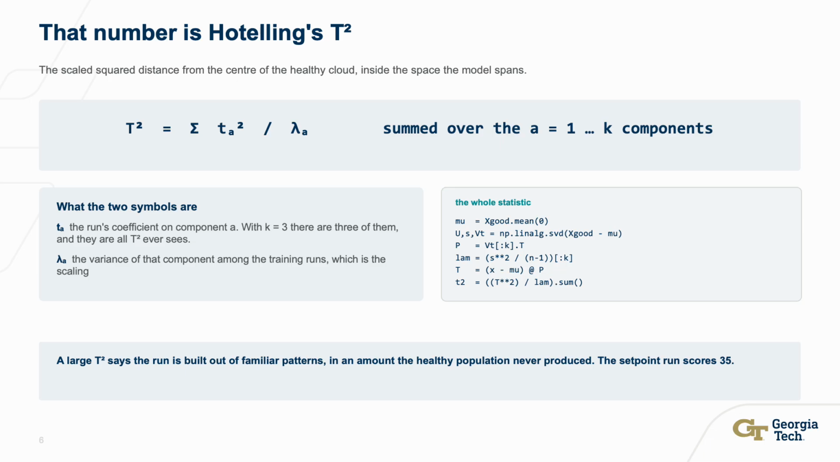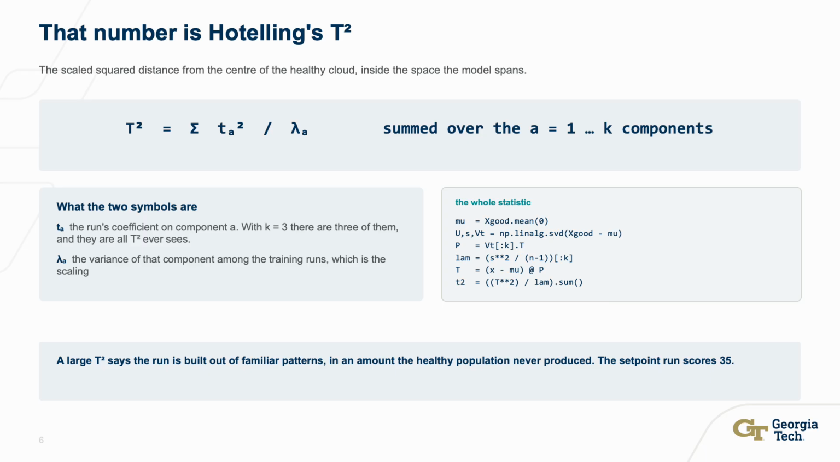The formula is on this slide: the sum over components of T sub A squared divided by lambda sub A. Two symbols to be clear about. T sub A is the run's coefficient on component A. That is the number the projection hands you. Lambda sub A is the variance of that component among the training runs. That is the scaling we just derived.